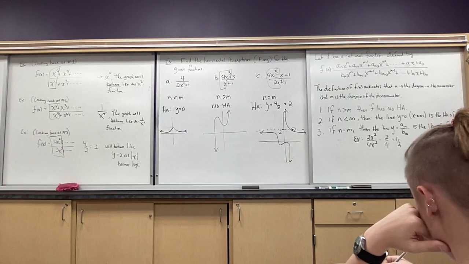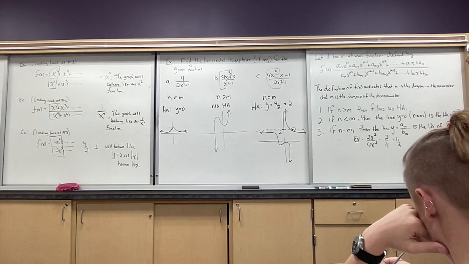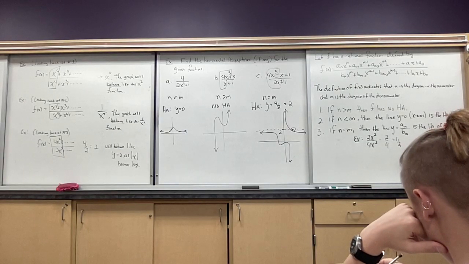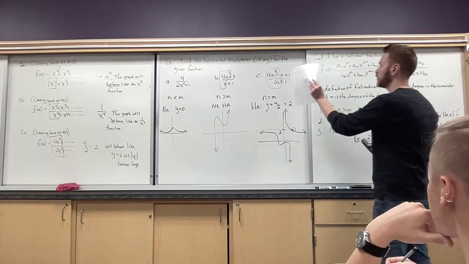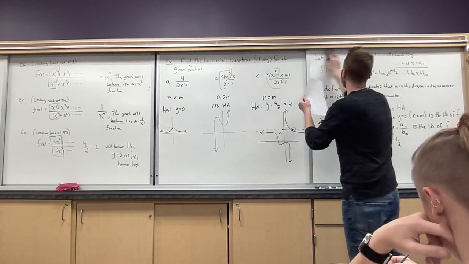All right. Any questions? A lot of rules to consider. I think the vertical one's the easiest just because it's like what makes the denominator 0. This one just takes a little bit of practice. Now, I want to look at part C a little further.